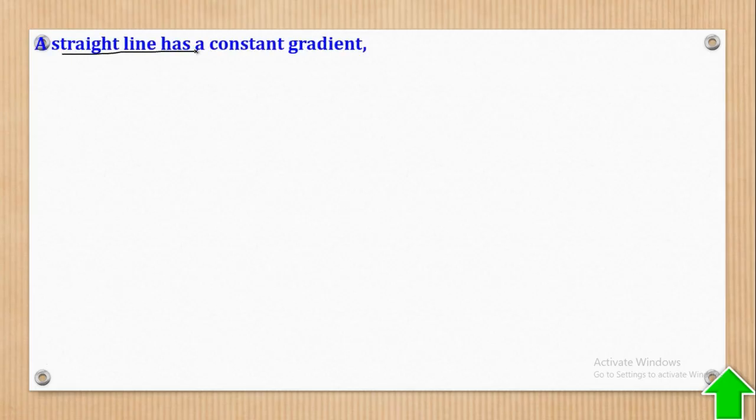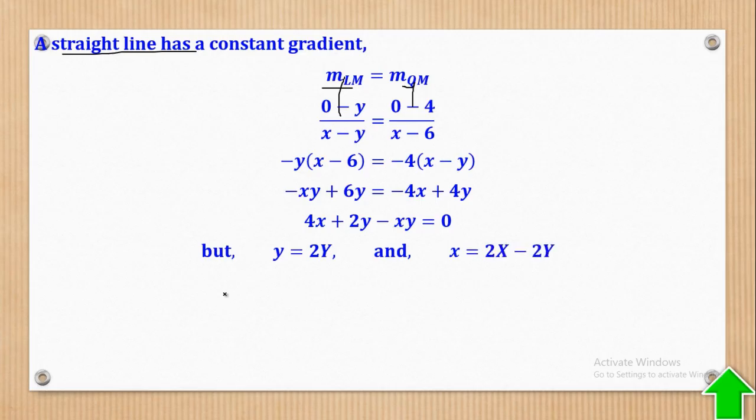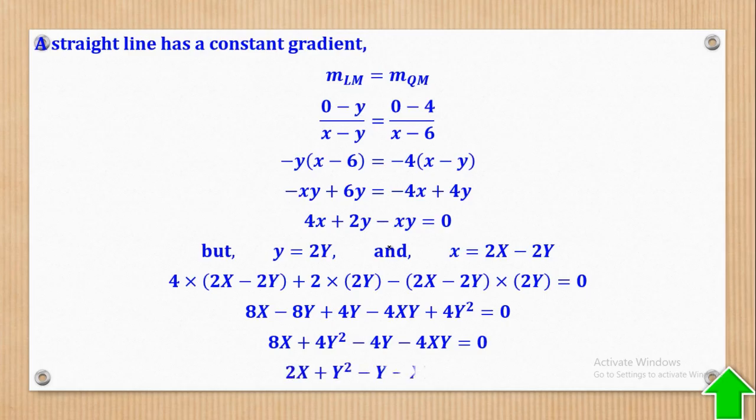So we know that a straight line has a constant gradient, therefore gradient using points LM is equal to gradient using points QM. So when I get the gradient using LM is that, using QM is that. Cross multiply and open brackets and simplify to come up with that. Therefore I have to recall that small y is this and small x is that. Therefore I come back and substitute for small x and small y. Simplify, get that, reduce to come up with that as the required locus.